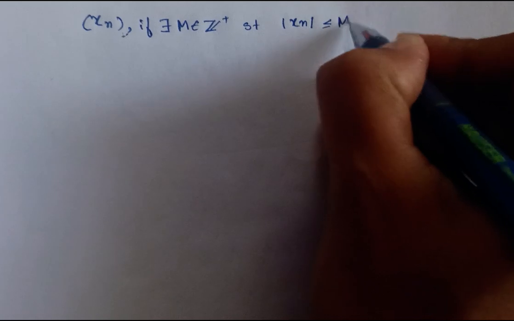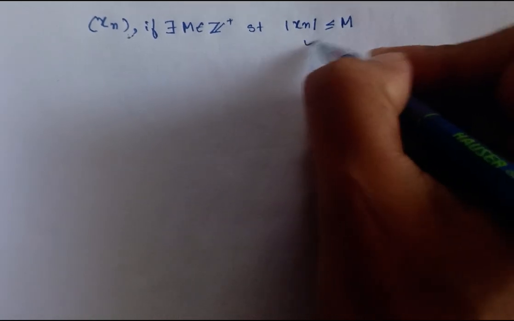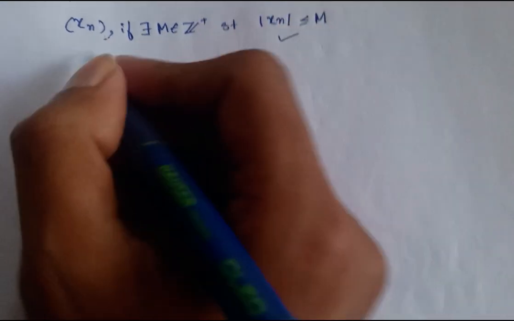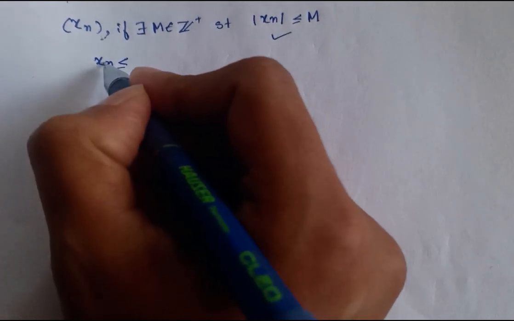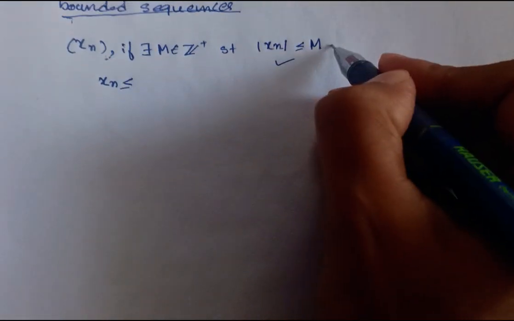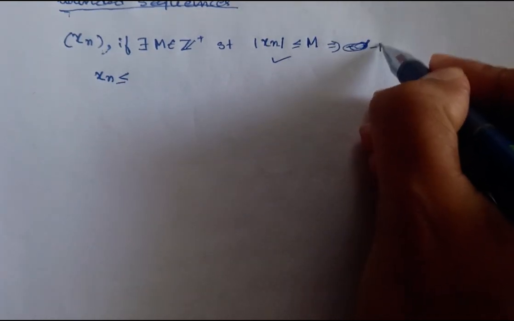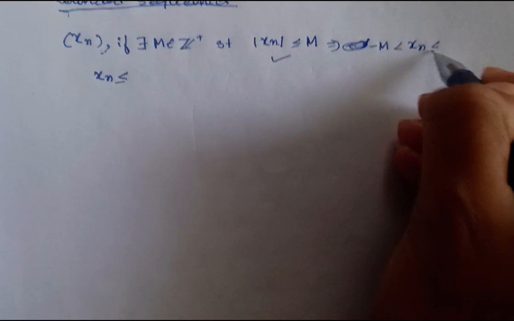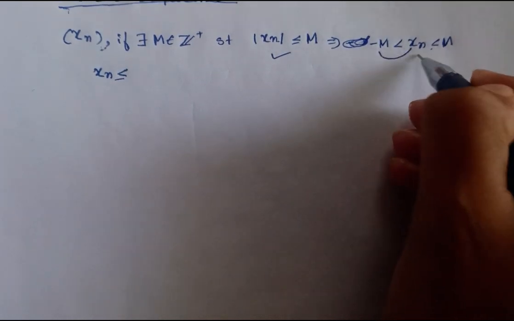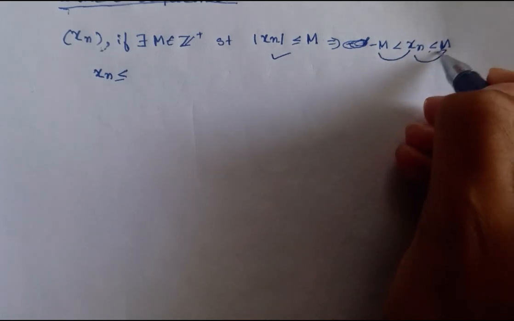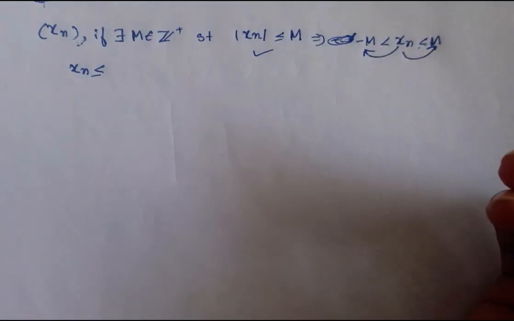is less than or equal to m, then we say that the sequence is bounded. Mod of xn less than or equal to m implies minus m is less than or equal to xn, which is less than or equal to m. That is, it is bounded below by minus m and bounded above by m.